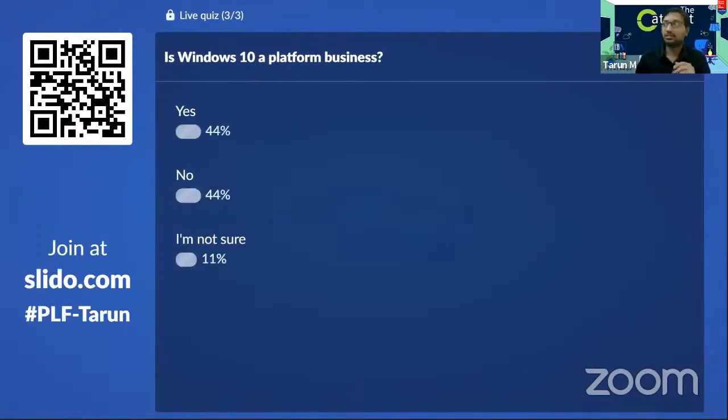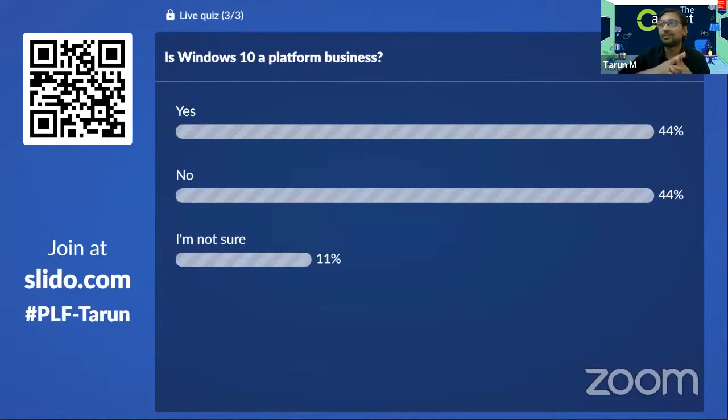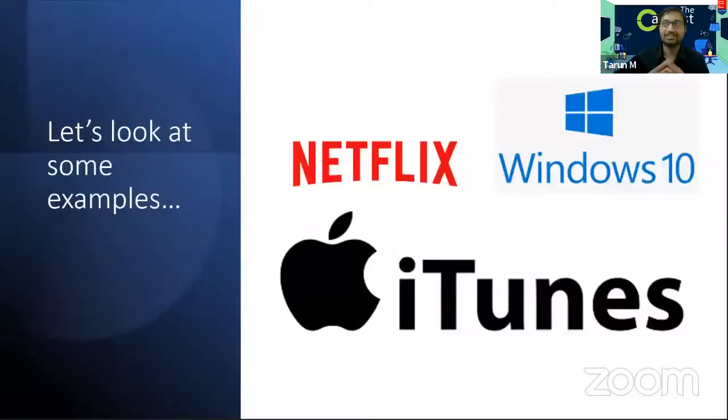All right, most of you did respond, and that's an interesting one. 44% each for yes and no. Let me talk about that. That's also an interesting outcome. It's almost 50-50 between whoever had made a decision. And yes, Windows 10 is a platform business because it brings together the developers, like any application developers, and the consumers into one platform, which is the operating system, and then it facilitates the value exchange, and that's how it creates value as well. So that's a perfect example of a platform business.